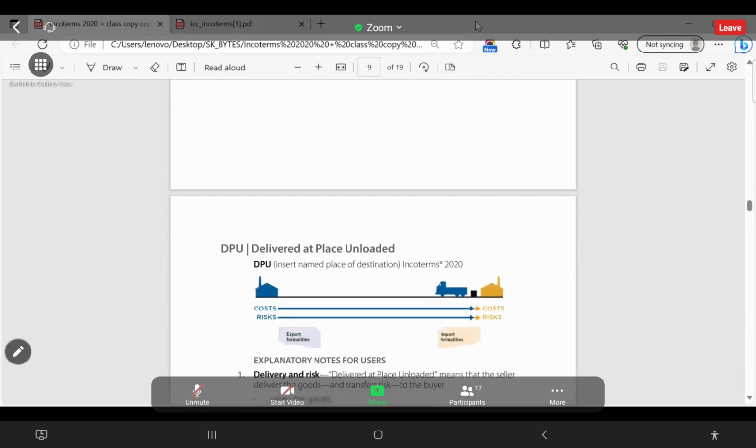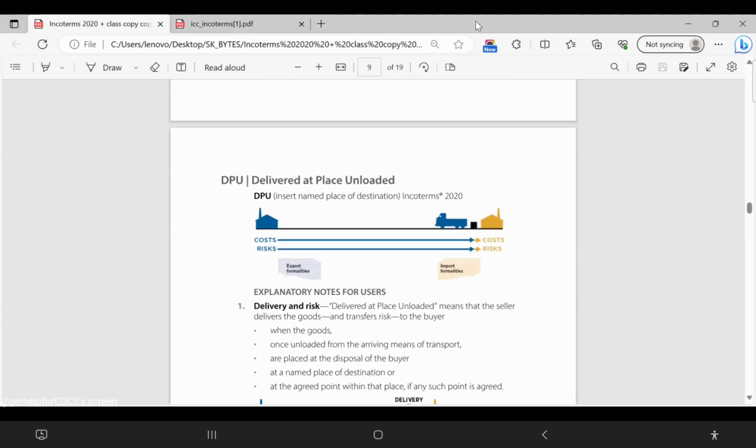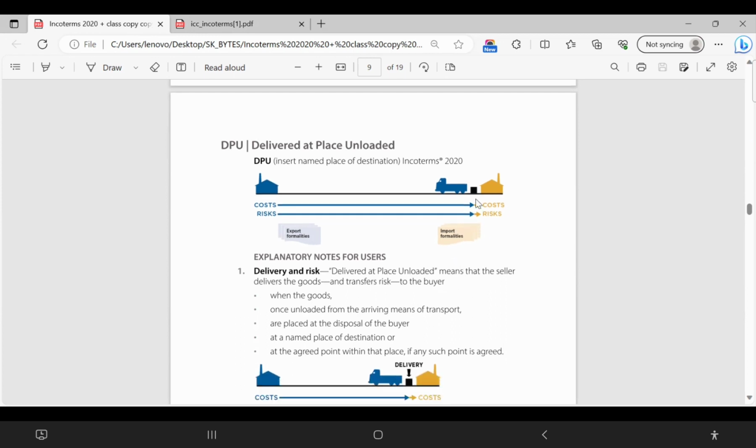So now we are at DPU, Delivered at Place Unloaded. The only difference between DAP and DPU is that here the seller has to unload. The remaining is all the same: export formalities by the exporter, import formalities by the importer. Once the goods are unloaded at the premises, at the named place of destination, the seller is said to have delivered. And at this point, risk transfers from one party to the other.